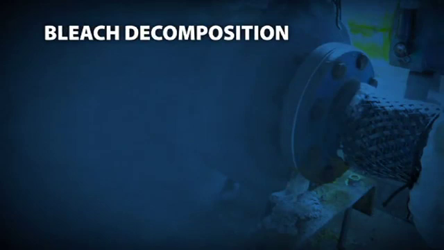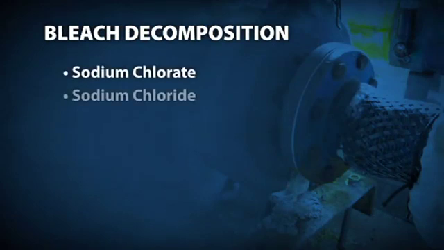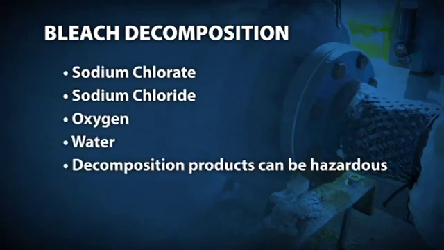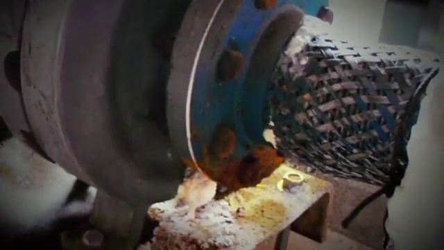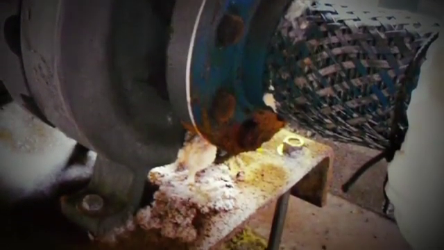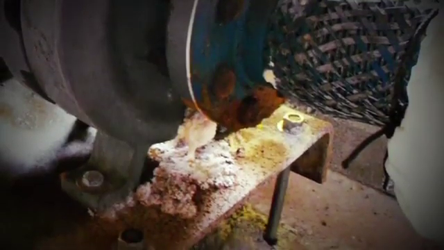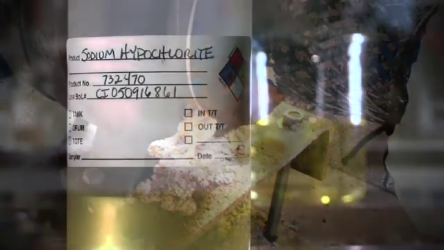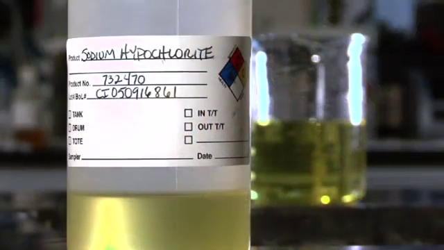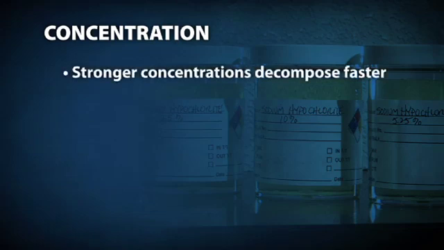Normal decomposition products are sodium chlorate, sodium chloride, oxygen, and water. The decomposition products can also be hazardous. Sodium chlorate that may be present as a dry white powder around pump seals when bleach is leaked and dried can be shock sensitive. The stability or shelf life of sodium hypochlorite is greatly influenced by the following: concentration. All other conditions being equal, stronger strength solutions decompose at a faster rate.